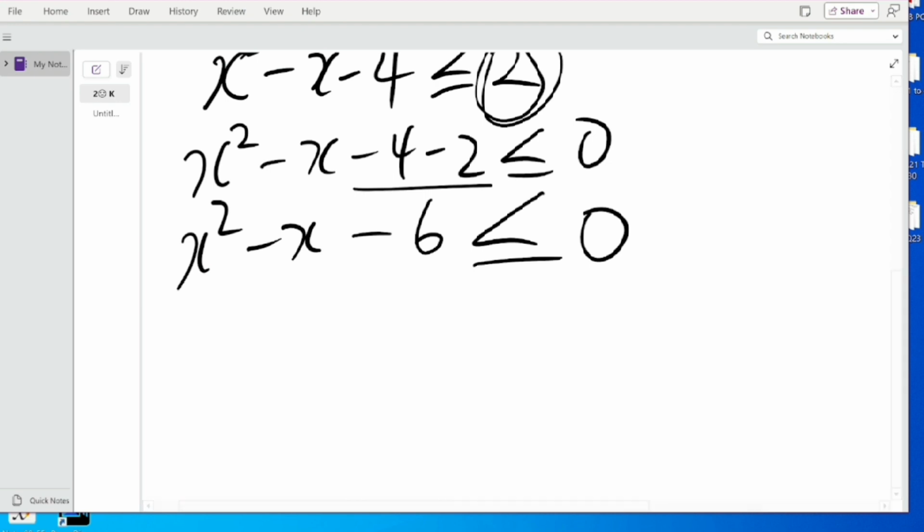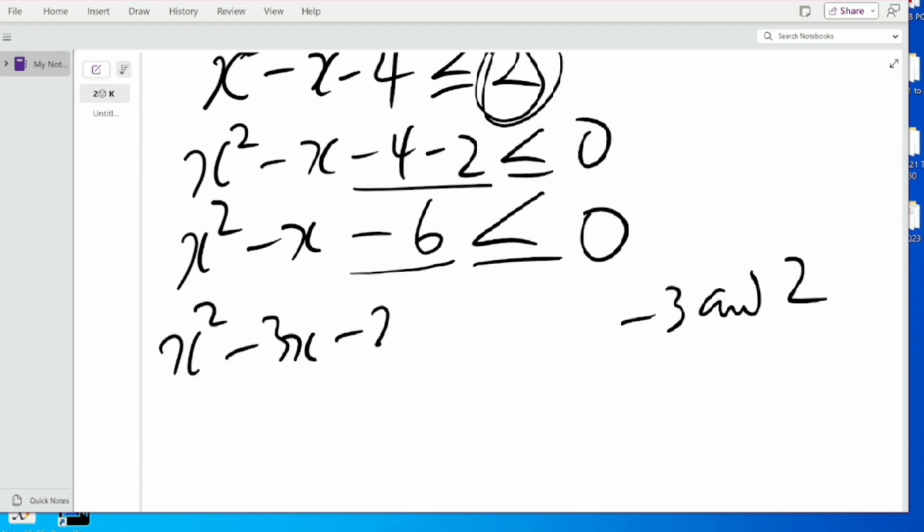Quadratic equation, we'll find two numbers that will give you minus 6 when you multiply them together, and when you add them, it gives you minus 1x or minus 1. So the two numbers, since it's going to be minus 1, that means we have 2 and 3 as our options. One of them will have to be negative, and for you to get a negative when you add them together, that means the larger number should have the negative. So we have minus 3 and 2. x squared minus 3x plus 2x minus 6 is less than or equal to 0.